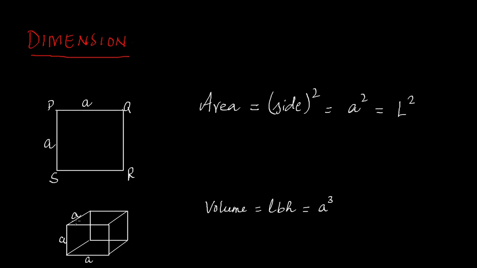Again, here the side of this cube is nothing but the length from one point to another point, or from this point to that point. So instead of A, we can replace it with L. So this will be L to the power 3. Understand? Now if you look at this power here, if the power of L is 2, then we know that it is area. If the power of L is 3, then we know that it is volume.